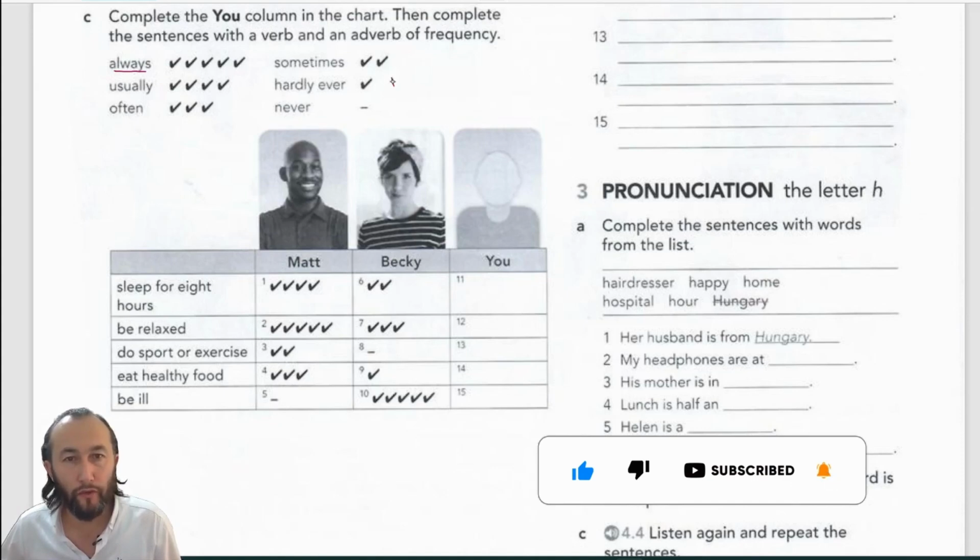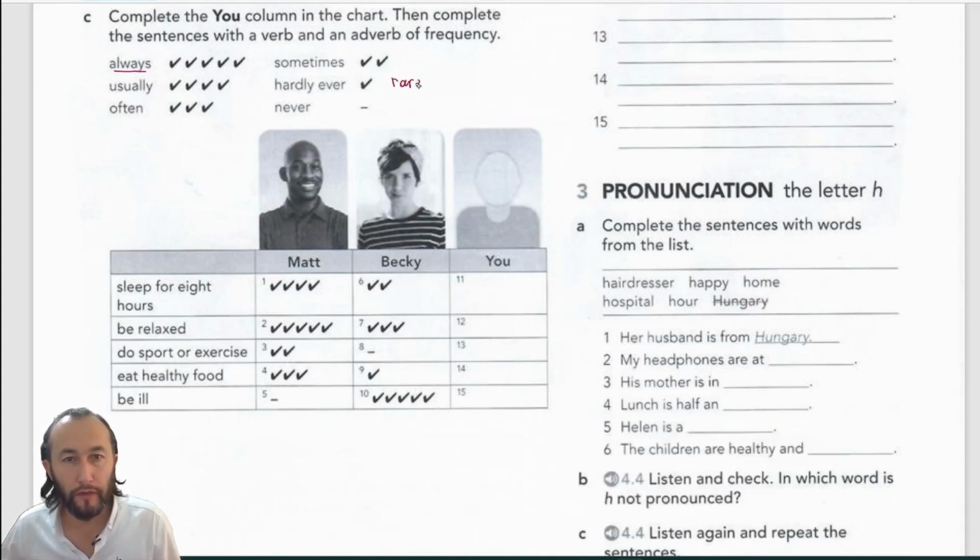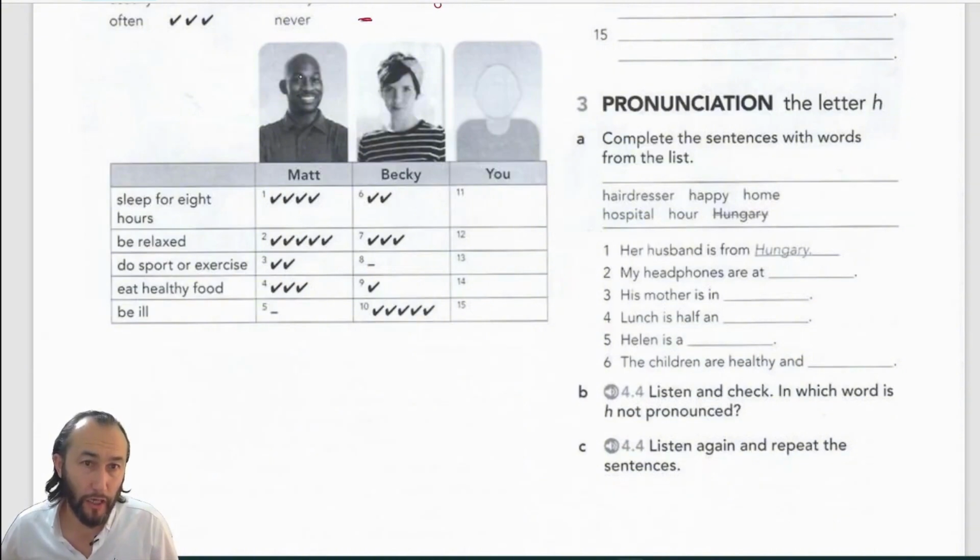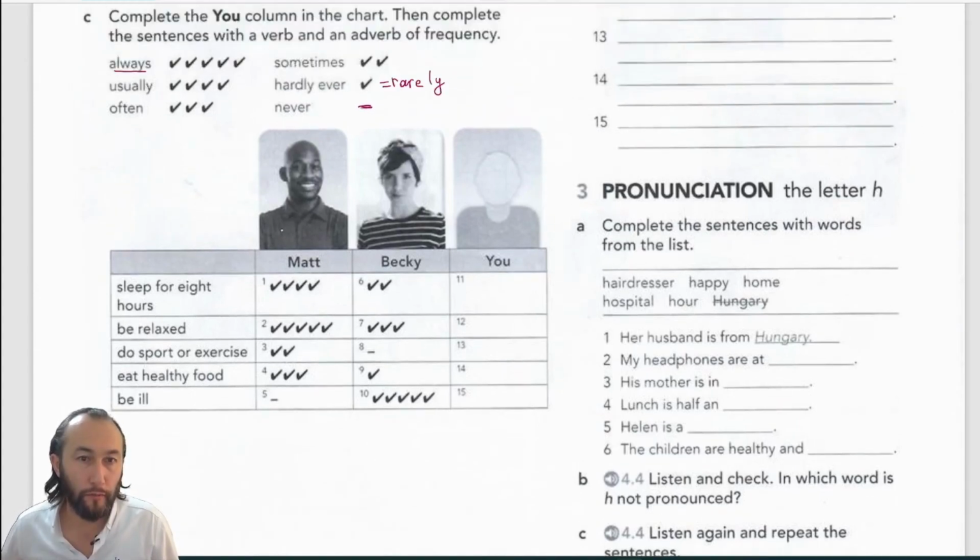Another word for that is rarely, we can also say that if you want to learn a new word. So rarely and hardly ever are the same thing. And never is, as you can see, 0, no ticks. Great. So now if you look at this picture, the column for Matt is done, right? Matt sleeps for 8 hours. So 1, 2, 3, 4, that is usually, right? Yes, usually. So Matt usually sleeps for 8 hours.